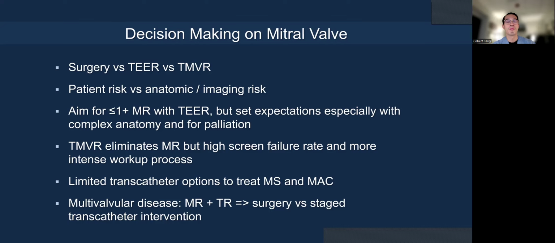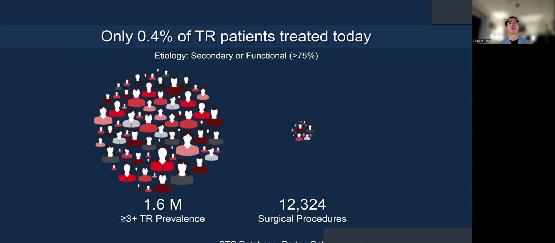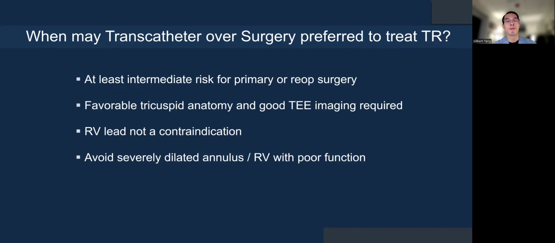transcatheter intervention. So what about the tricuspid valve, which is now the less forgotten valve? You can see that very few patients in the United States are undergoing isolated tricuspid valve surgery due to the morbidities of these patients. And we published a review paper in this regard on the whole spectrum of tricuspid valve surgery.